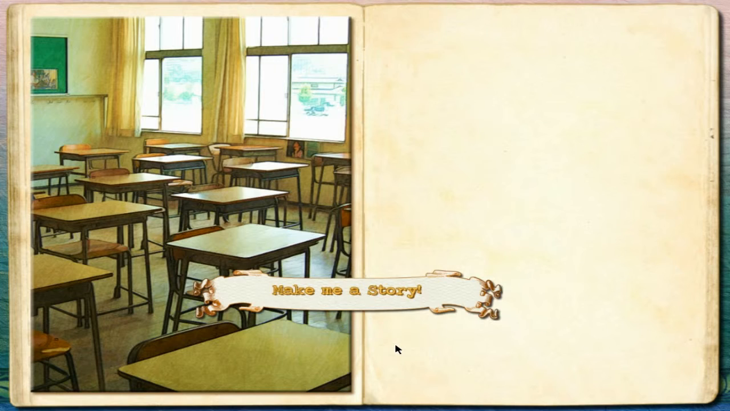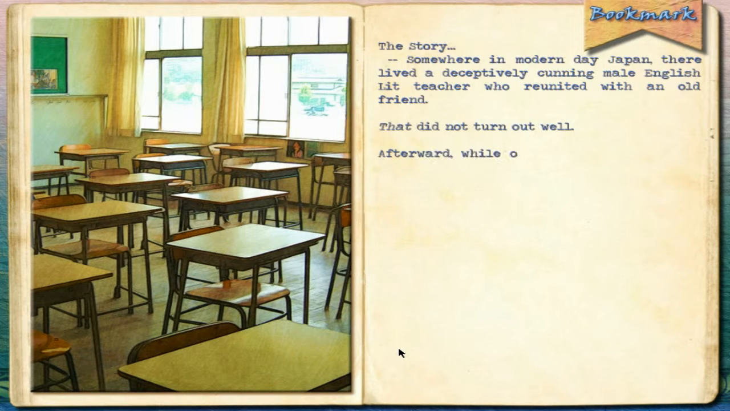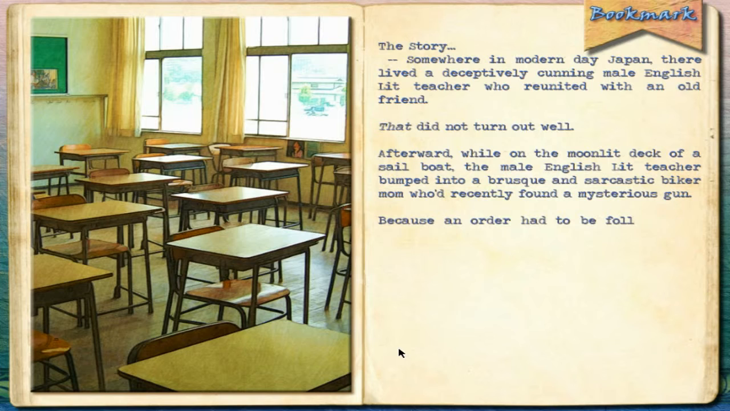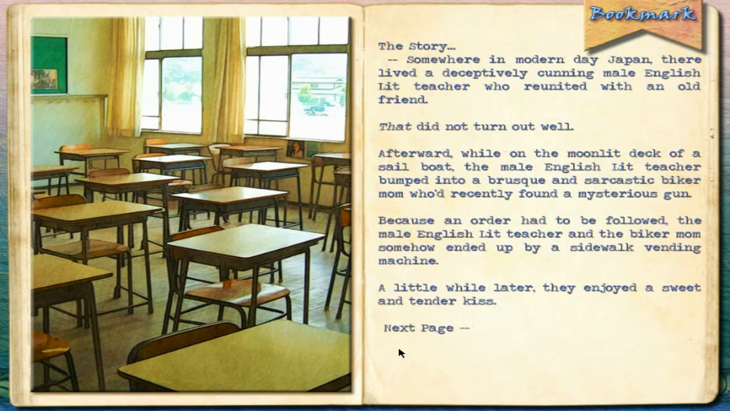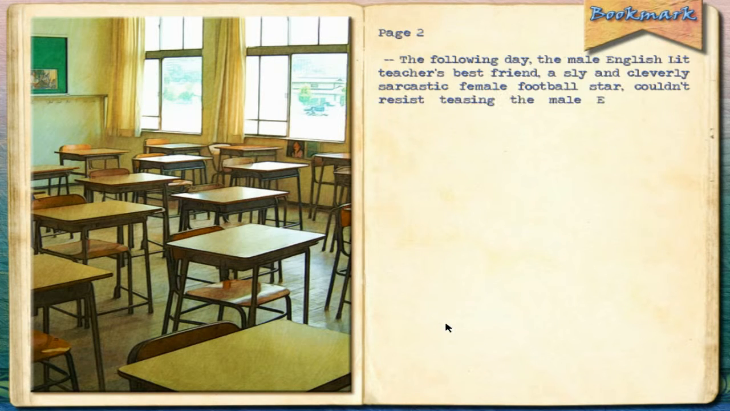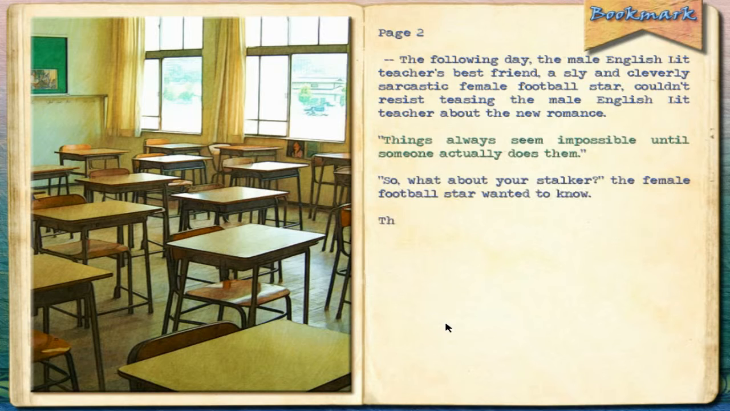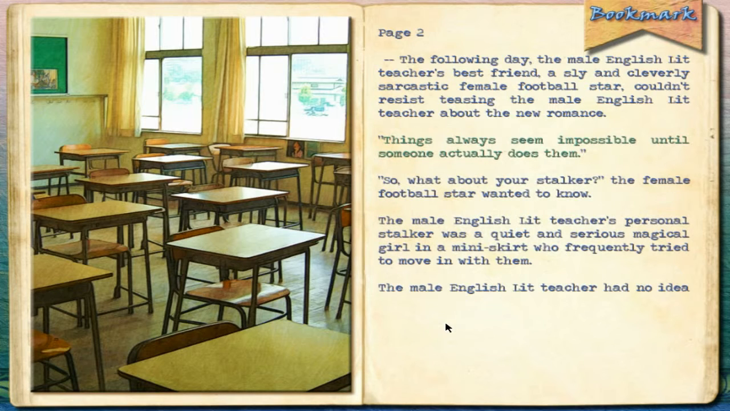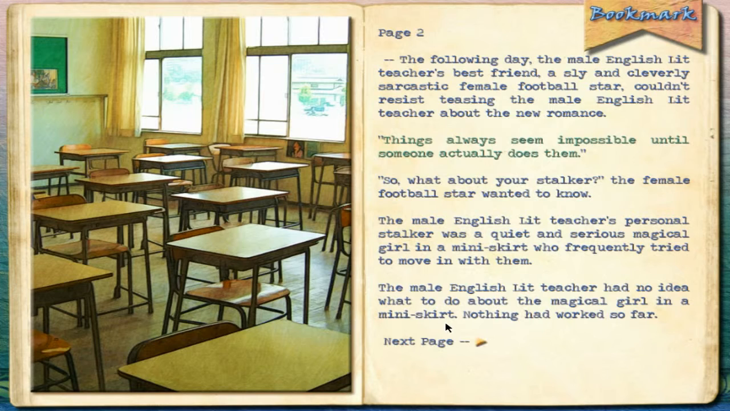The story. Somewhere in a modern-day Japan, there lived a deceptively cunning male English literature teacher who reunited with an old friend. That did not turn out well. Afterward, while on the moonlit deck of a sailboat, the male English what are you? Oh snap, I skipped it! Oh! I'm so terribly sorry! The following day, the male English lit teacher's best friend, a sly and cleverly sarcastic female football star. What?